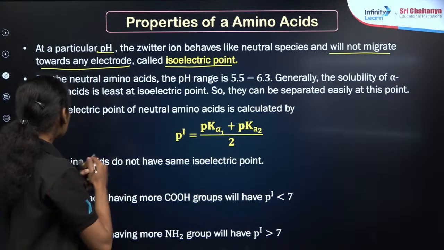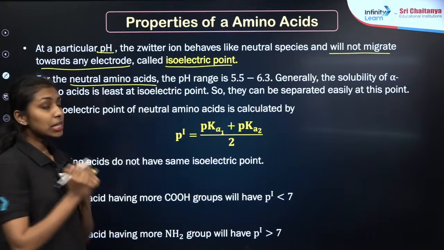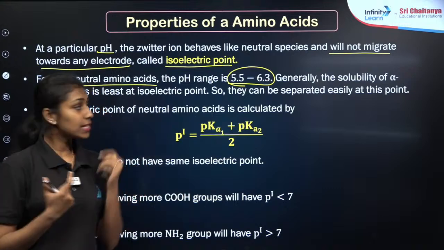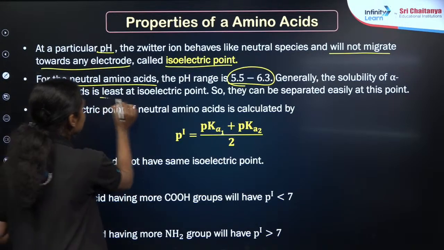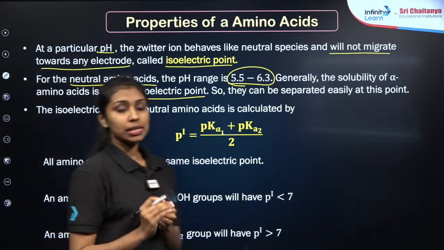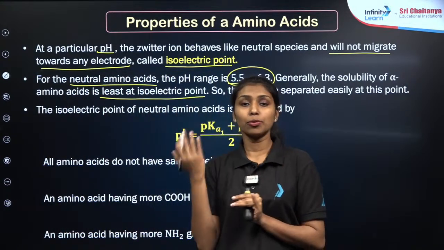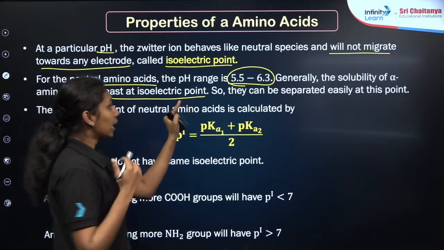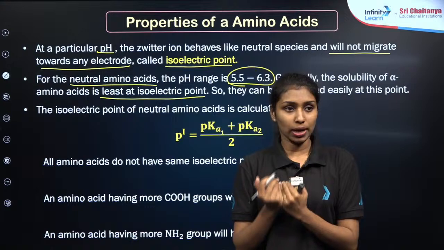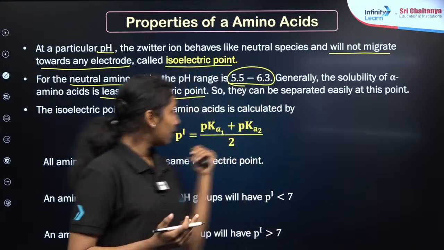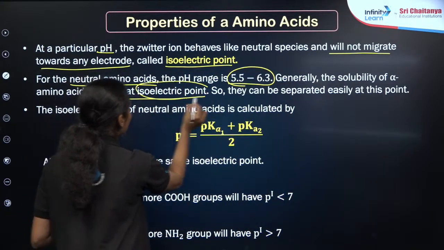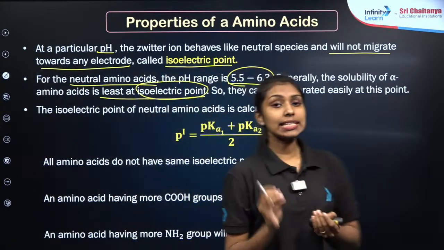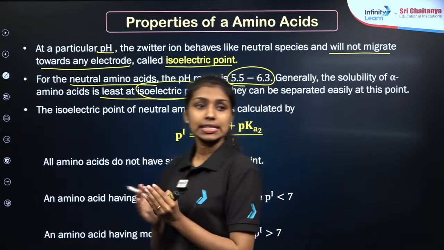In general, for neutral amino acids, the isoelectric point has a pH range of 5.5 to 6.3. Generally, the solubility of alpha amino acids is least at its isoelectric point. Isoelectric point means the particular pH at which it acts as a neutral species. It cannot move to either the positive or negative electrode. In general, the solubility of all the alpha amino acids is very least at its isoelectric point, so because of this characteristic, they can be easily separated at the isoelectric point. Is that clear?